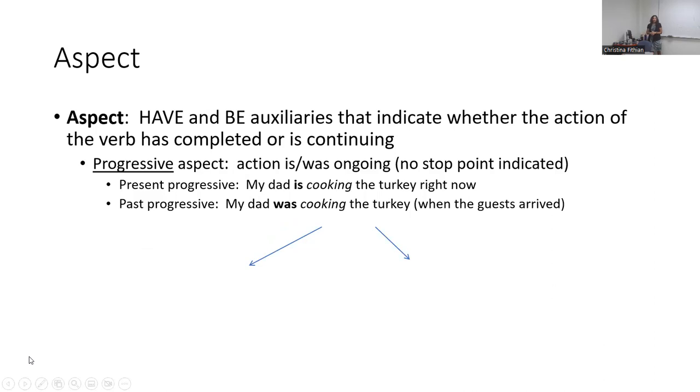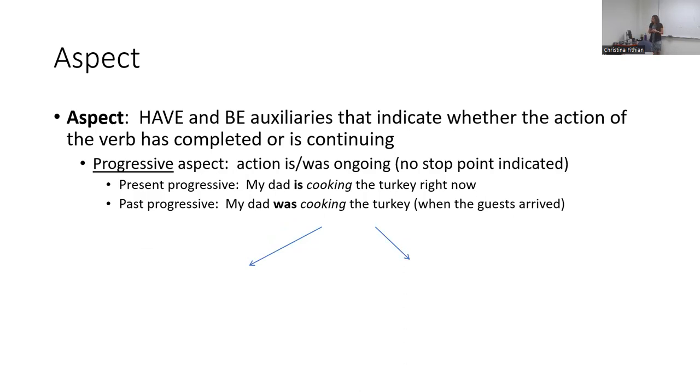So now we have auxiliary be. Now this is the other auxiliary verb that gives us aspect. We do not have aspect unless we have auxiliary have and auxiliary be. So auxiliary be indicates that the action is or was ongoing, and we're focusing on the internal structure of a verb over time. Whether that's in the past or present doesn't matter.